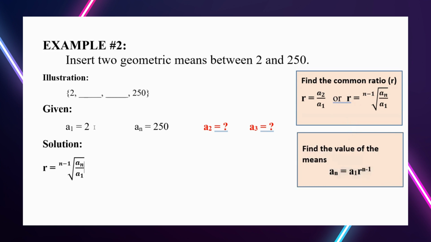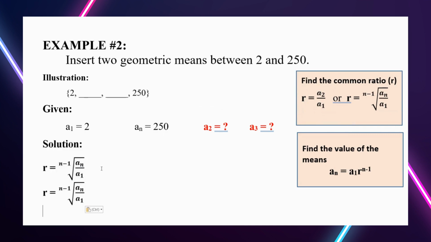So dahil ang given natin ay a sub 1 or the first term and the last term of the geometric sequence, hindi natin pwedeng gamitin ang first formula of finding the ratio na a sub 2 all over a sub 1. Kaya ang gagamitin natin ay ang second formula.